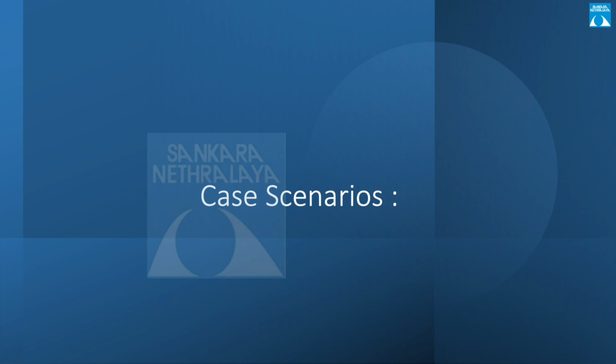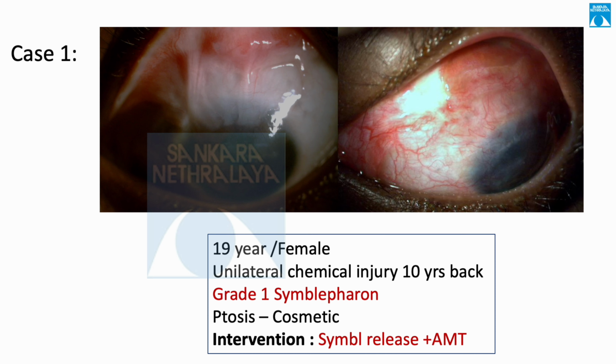Let us go through a few case scenarios to understand this a little better. This is the first case, a 19-year-old female who had a grade 1 symblepharon following a chemical injury 10 years back. Her primary concern was cosmesis because the symblepharon was causing a ptosis. We went ahead with a symblepharon release and amniotic membrane transplant. At last appointment, you can see that the surface is well epithelialized, the fornix is well taken care of, and the patient was quite happy.